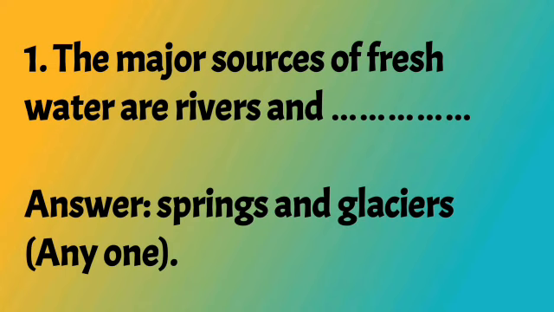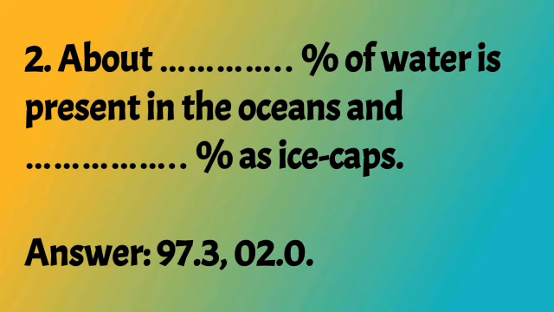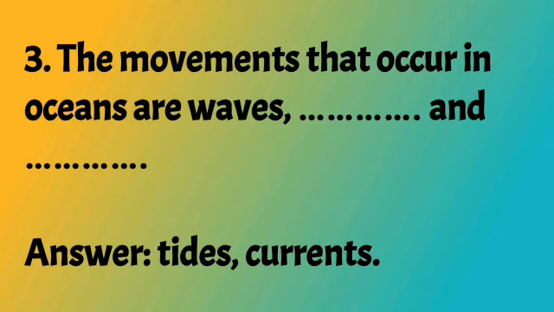Fill in the blanks. 1. The major sources of fresh water are rivers and springs and glaciers. Any one. 2. About blank percent of water is present in the oceans and blank percent is ice caps. Answer 97.3 or 2.0. 3. The movements that occur in oceans are waves and tides, currents.